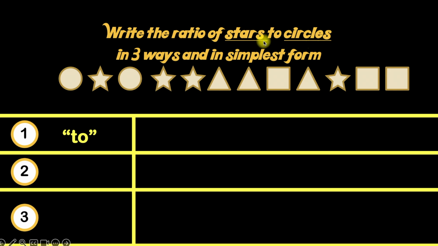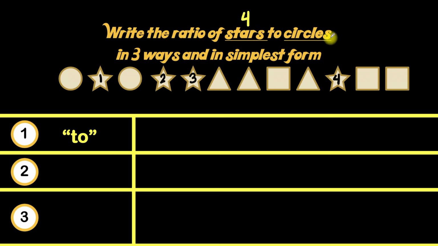So in this question, the first term in a ratio is talking about the number of stars. And how many stars do you see in this group of shapes? Well, let's count them. We've got our first star here, star number 1. Our second star here, which is star number 2. Then the next one here, which is star number 3. And yes, star number 4, and no more. So we've got 4 stars below.